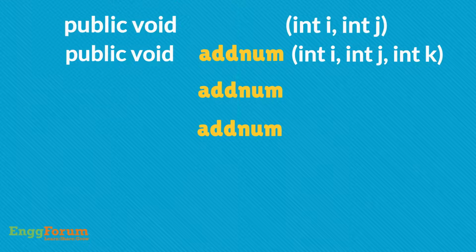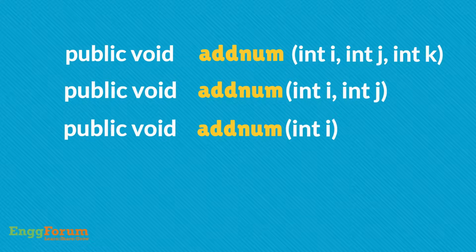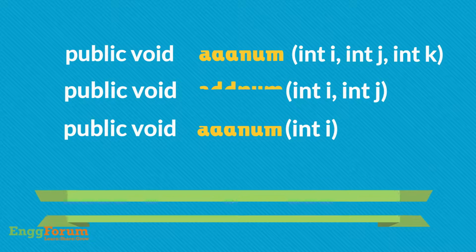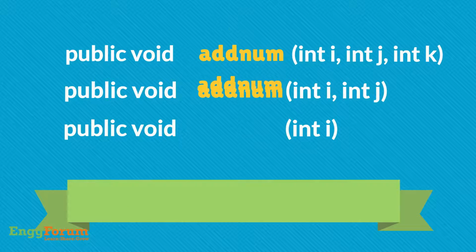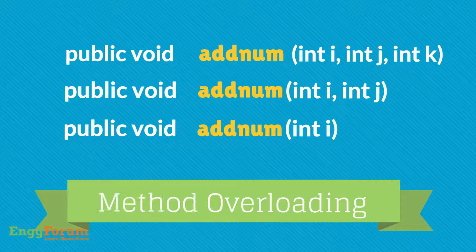In our first example, a method in a class will appear in different forms. Here, we will not change its name, but will change parameters or arguments. This scenario of defining multiple methods is termed as overloading a method or method overloading.